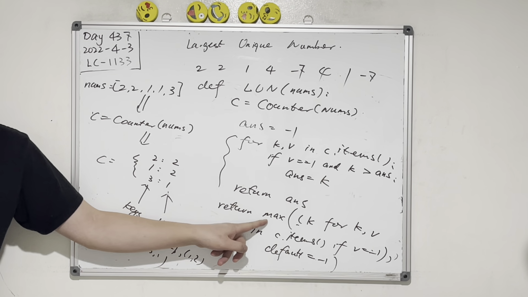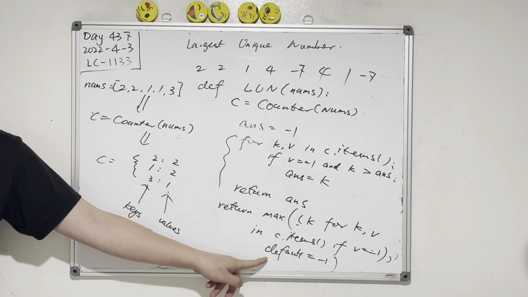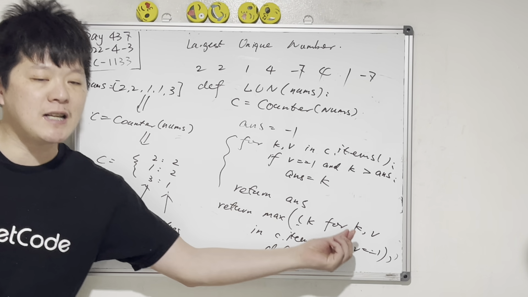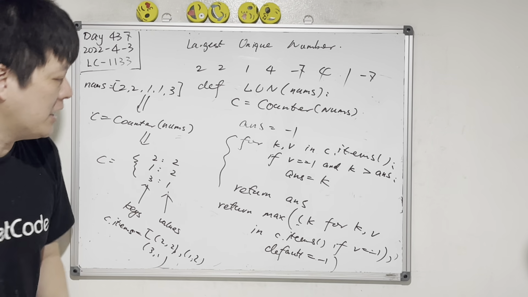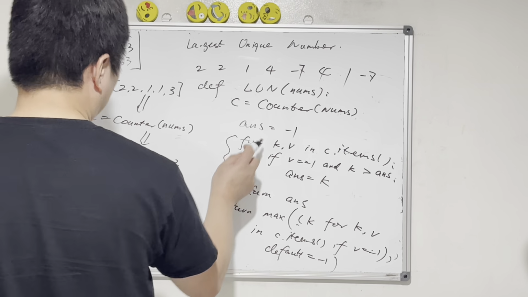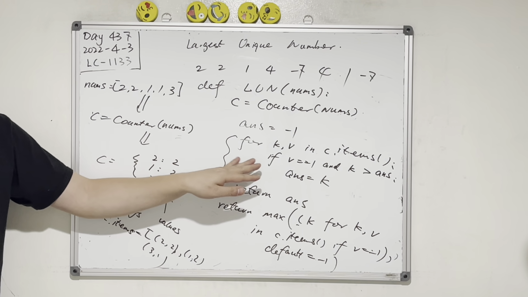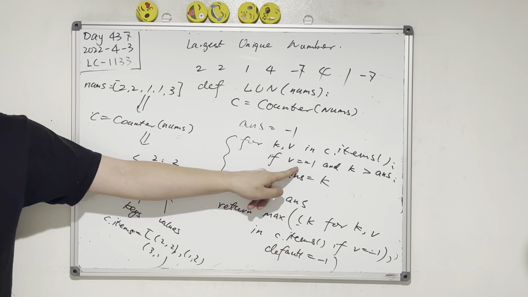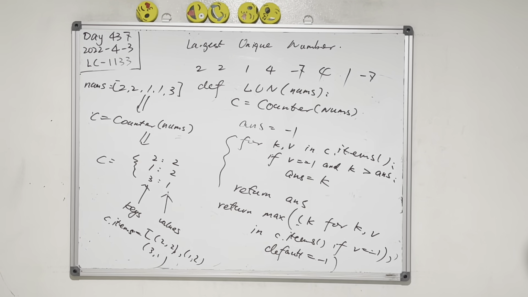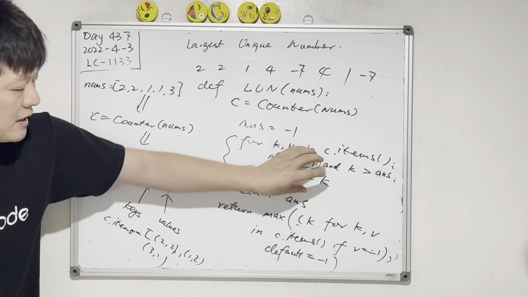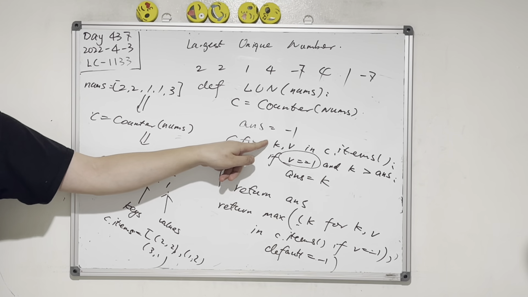For the maximum function, the second parameter, we can supply default equals minus 1. What does it mean? It means that if the list is empty and we can't find the maximum, then we should give minus 1. So it's basically the same as this: answer equals minus 1, and if we can't find anything, that stays. Look, if we can't find the unique number, this answer will never be updated, so you will return the minus 1 here.